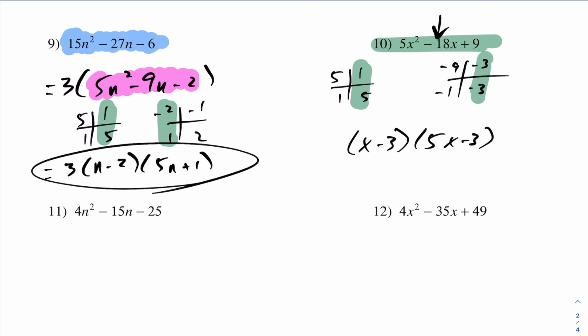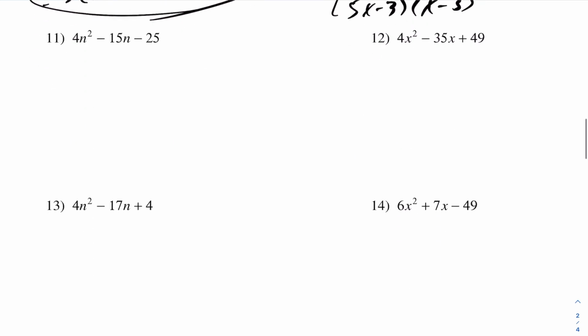And keep in mind, as you're working alongside me with these questions, sometimes, depending on what order you put your factors and what order you decide to write them down, your answer might be read as 5x minus 3 times x minus 3. It does not matter. These would be equivalent. Multiplication is a commutative operation. You can always flip these around, and they represent the same answer. Let's take a look at 11.